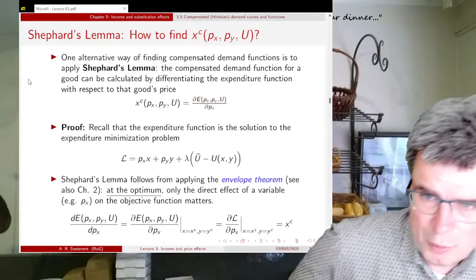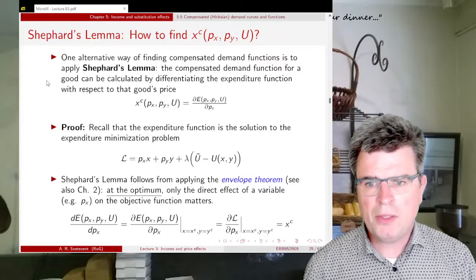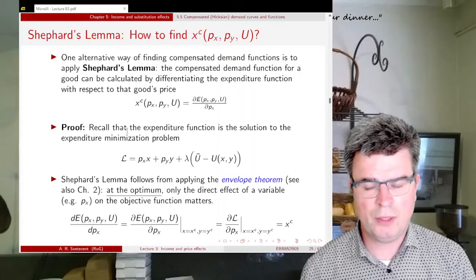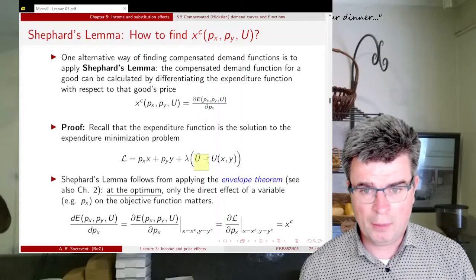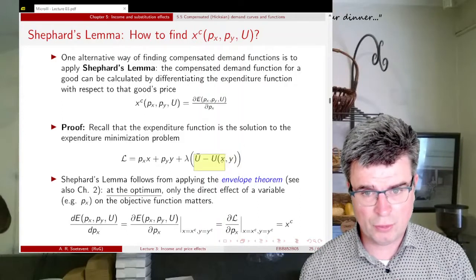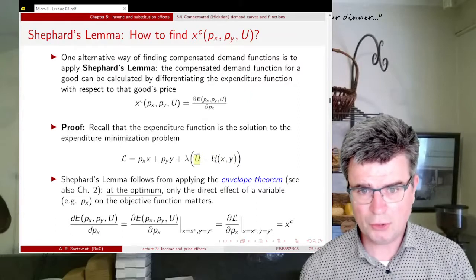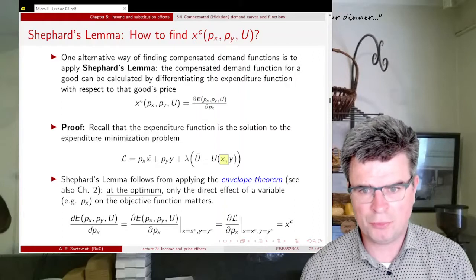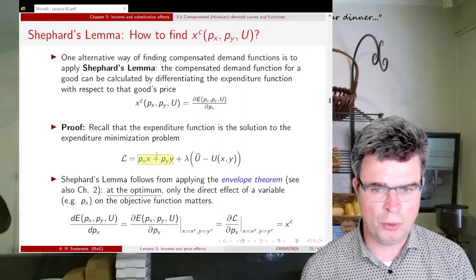I can also do a more formal proof. So from the previous lecture, we know that the expenditure function is our solution to the expenditure minimization problem. So here's our objective. We want to attain a utility level U bar. So we need to choose X and Y such that that utility level is reached. And we want to minimize our expenditures in order to accomplish that.